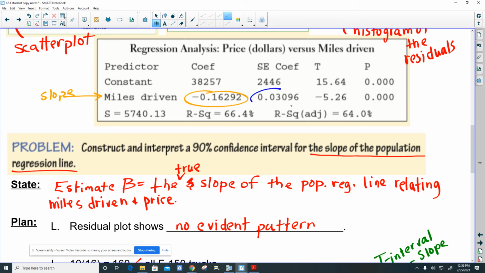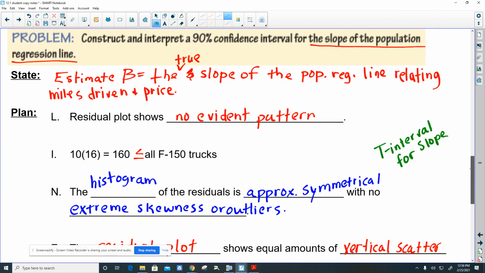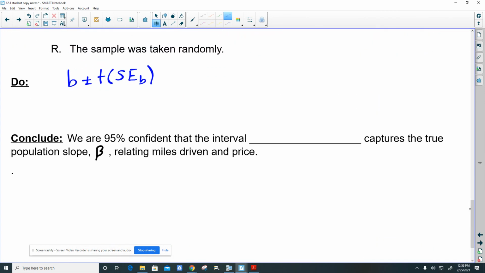And then this right here is our sample slope. This is our standard error of our slope. We want to use those two values below here, and we'll need to fill in our t-score as well. Okay? So negative 0.16292 for our slope, 0.03096 for our standard error, and then the t-score.